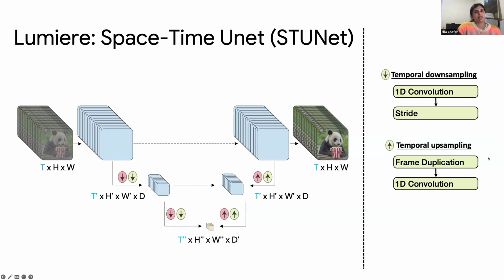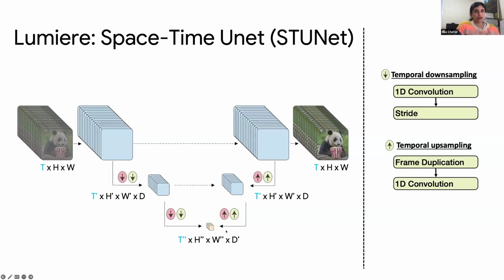And then the temporal upsampling is just the mirror of the temporal downsampling, obviously. We first do frame duplication, meaning frames 1, 1, 2, 2, 3, 3, and so on and so forth. And then we do the same 1D convolution to pass information and make the distinction between the frames. Okay? So this is the entire scheme of the temporal down and up sampling.